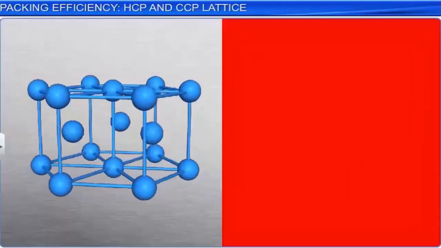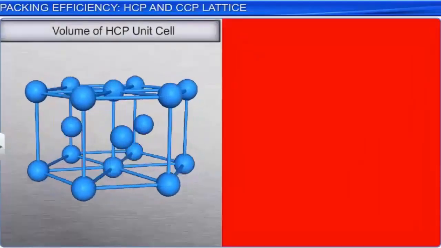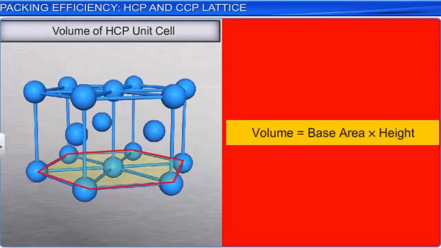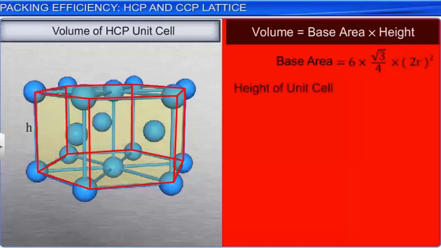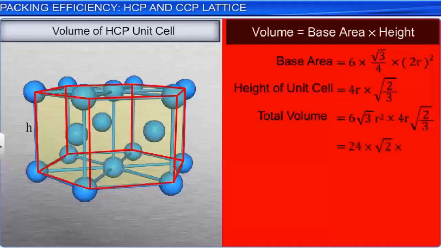Note that the formula to calculate the volume of an HCP unit cell is base area into height. The base area of a hexagon is equal to 6 multiplied by root 3 upon 4 multiplied by 2r whole square. The height of a unit cell is equal to 4r multiplied by root 2 upon 3. So, the total volume of an HCP unit cell can be taken as 24 multiplied by root 2 multiplied by r cube.